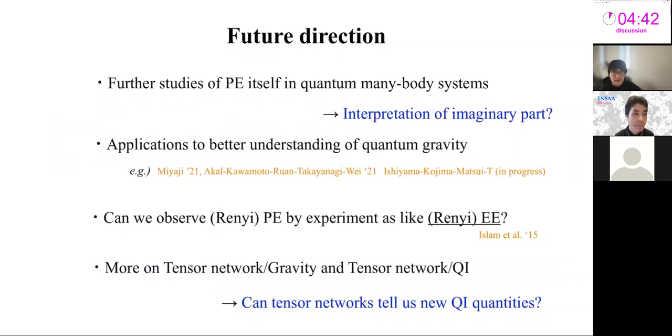And there are a bunch of interesting possible future directions. For example, pseudo entropy itself is not as widely understood as entanglement entropy. For example, we don't know the interpretation of imaginary paths in general. So it's very nice to study pseudo entropy further in many quantum many-body systems, and to better understand it. And although I didn't have enough time today, we can apply it to quantum gravity itself, and we can learn something. There are several works, including myself and with my student.